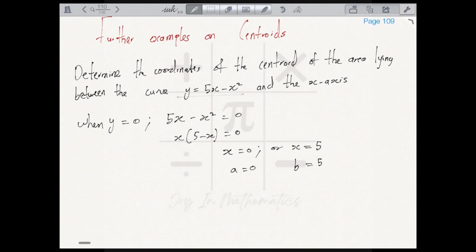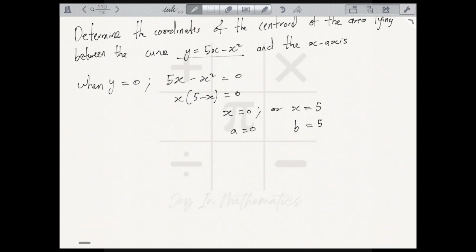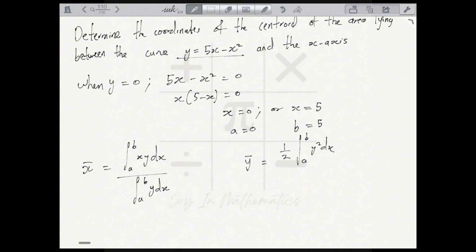So let's recall the formulas for x bar, likewise the formula for y bar. X bar is given as integral of a to b xy dx divided by integral of a to b y dx, and y bar is given as integral with 1 over 2 as a constant outside of a to b y squared dx divided by integral of a to b y dx.